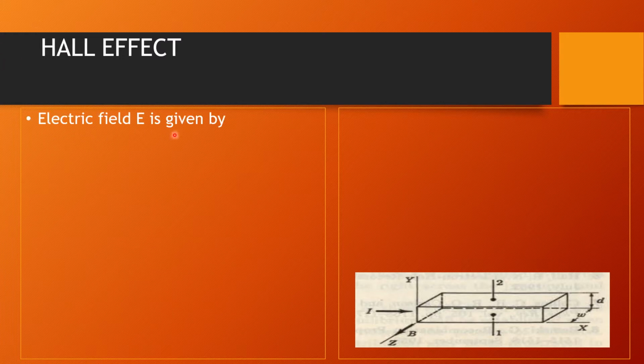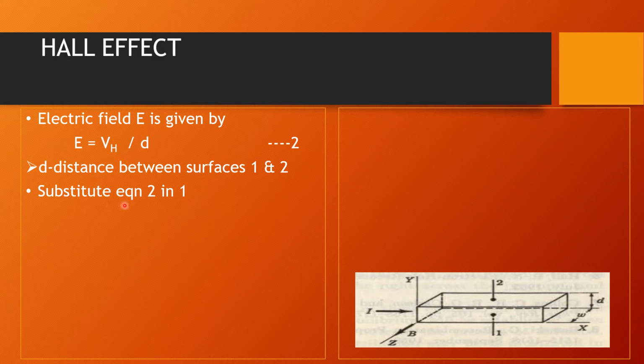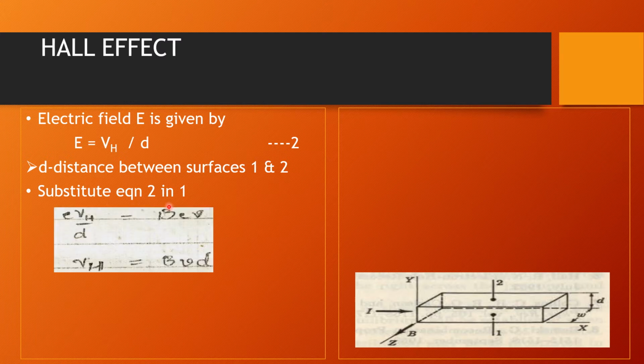Electric field E is given by E is equal to V suffix H, that is the Hall voltage, divided by d, equation 2. d is the distance between the surfaces 1 and 2. This is d. Substituting equation 2 in 1, we get eV_H divided by d is equal to BeV. So, V_H is equal to BVd. Equation 3.